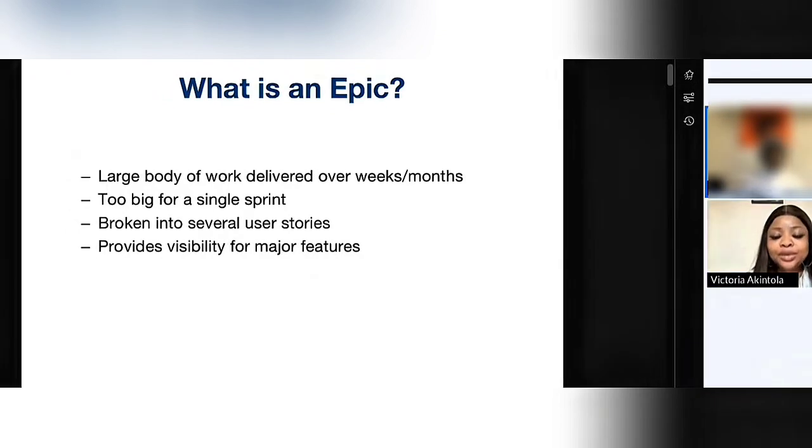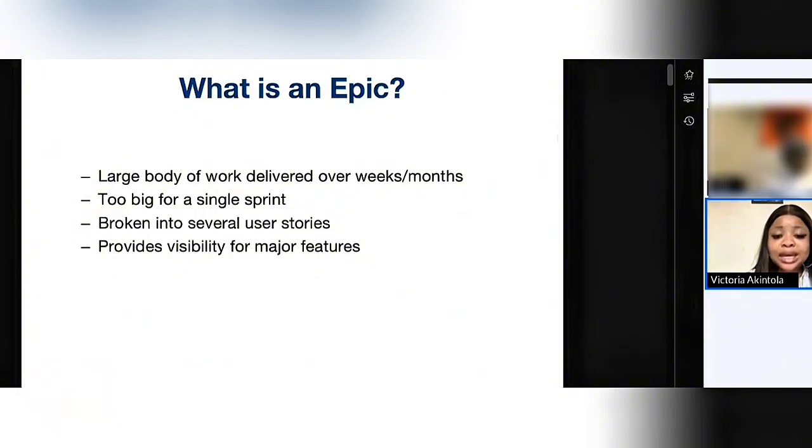So now, what is an epic? What do you think an epic is? If you look at it, an epic is a large body of work delivered over weeks or months. It's very, very big. It's too big for a single sprint. It's broken into several user stories, and it provides visibility for major features. In the scenario of our students' online registration, what do you think we can have as our epic? It's like a high-level summarization of what we want to do, an overview of what you need to do.